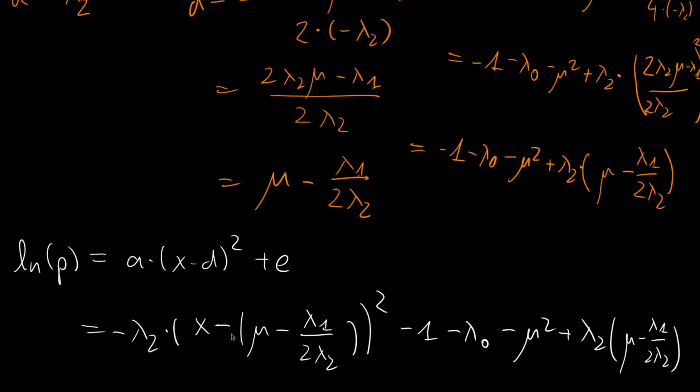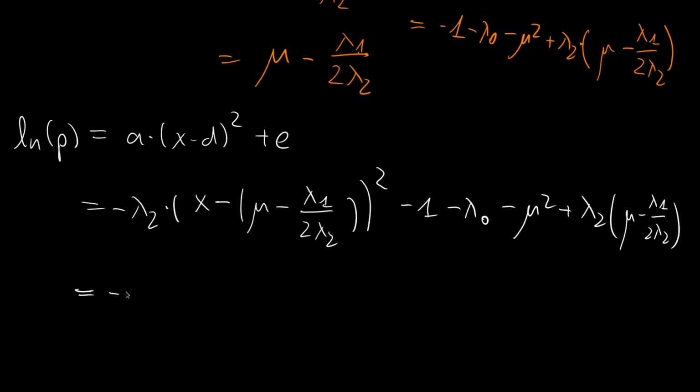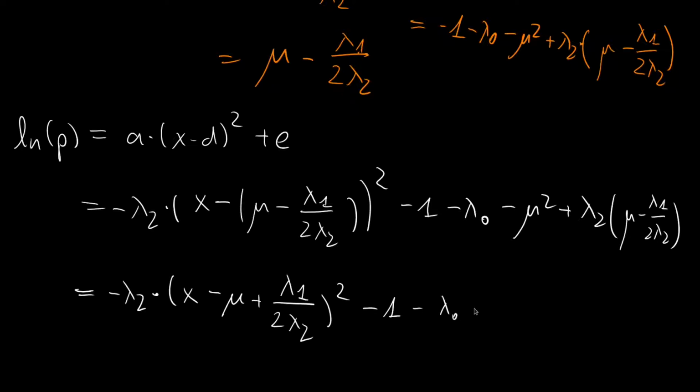And let's apply the minus here in order to simplify the expression. Then we have minus lambda 2 times x minus mu plus lambda 1 over 2 lambda 2 in brackets squared, -1 minus lambda 0 minus mu squared. Well, this is everything we just keep. And then we have in brackets here the last term. And of course I forgot the square here, which is quite crucial. So let's put this down everywhere we have it here.